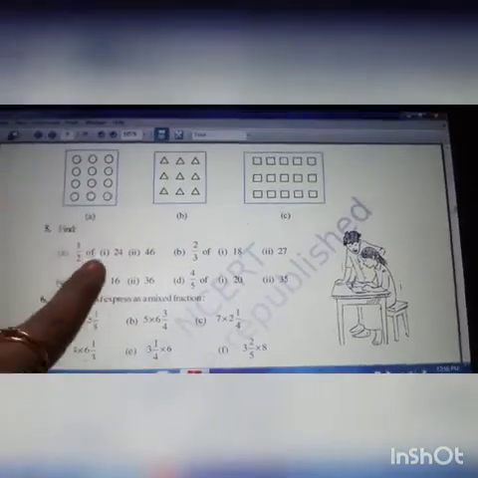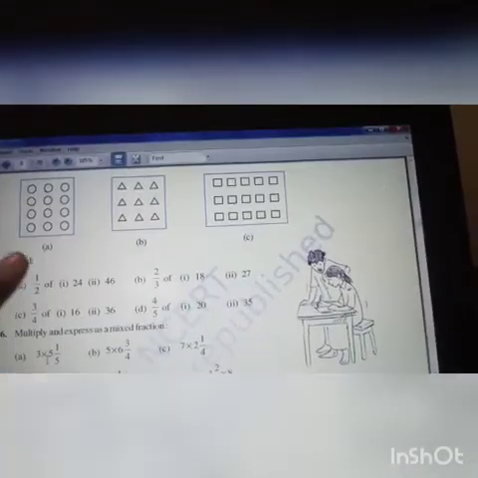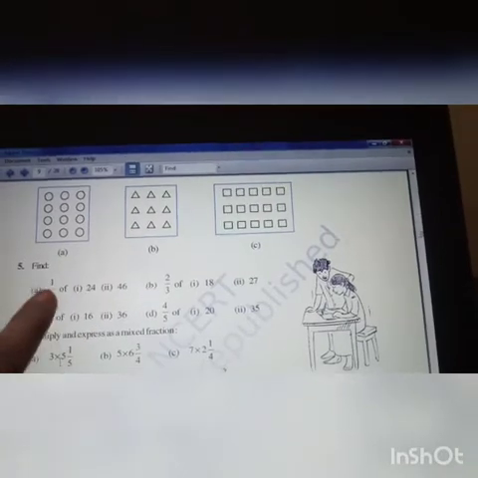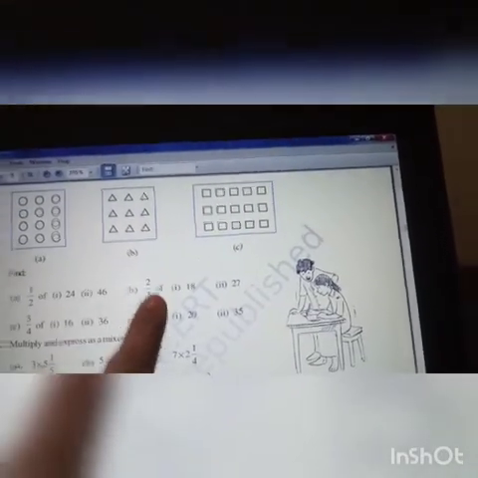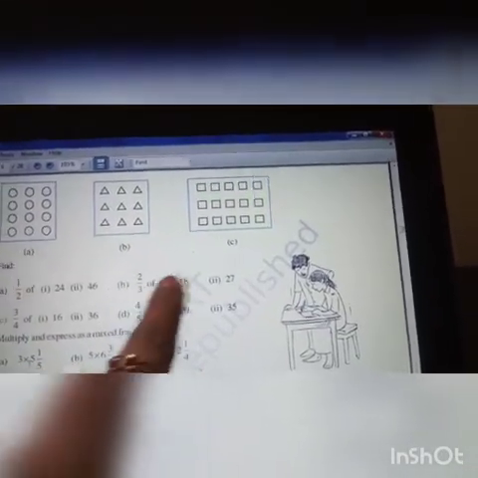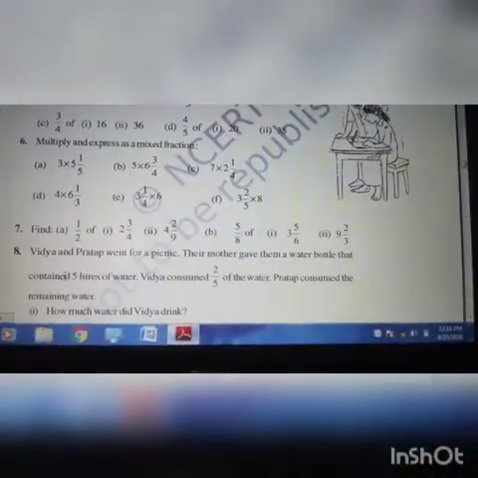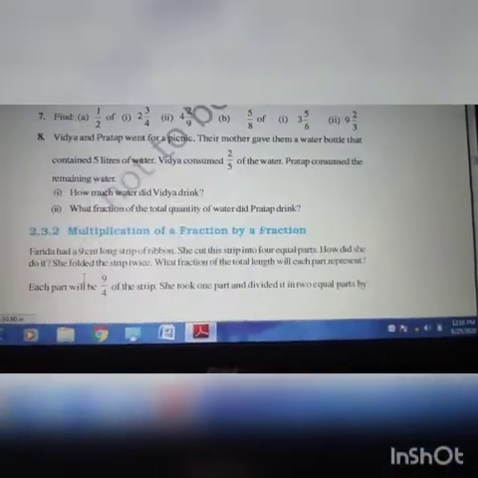See 1 by 2 of. So you have to do 1 by 2 of 24 also, 1 by 2 of 46 also. Likewise 2 by 3 of 18 also, 2 by 3 of 27 also. You have to do for all this. Okay. Then many word problems are given.